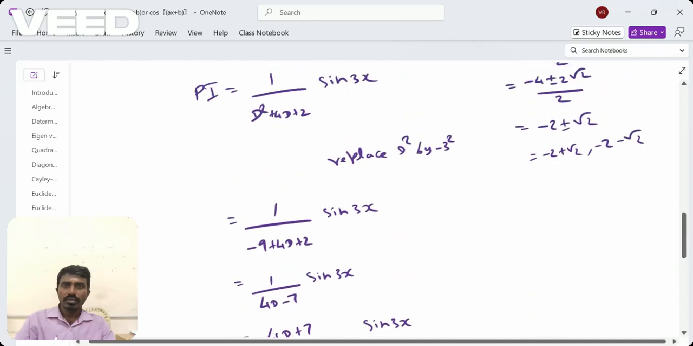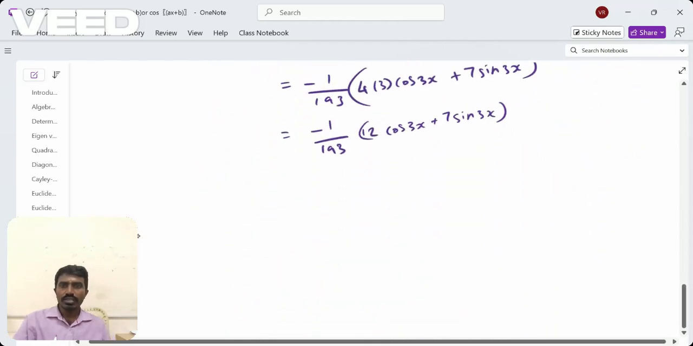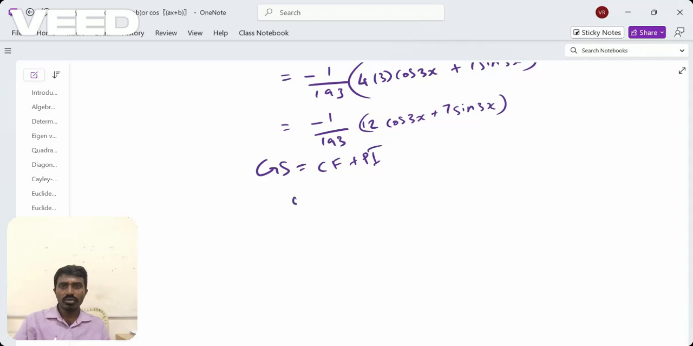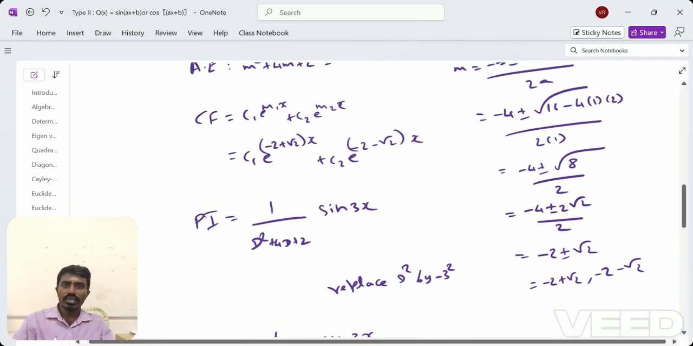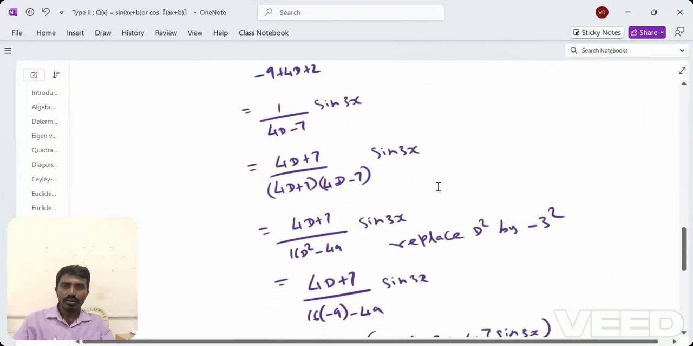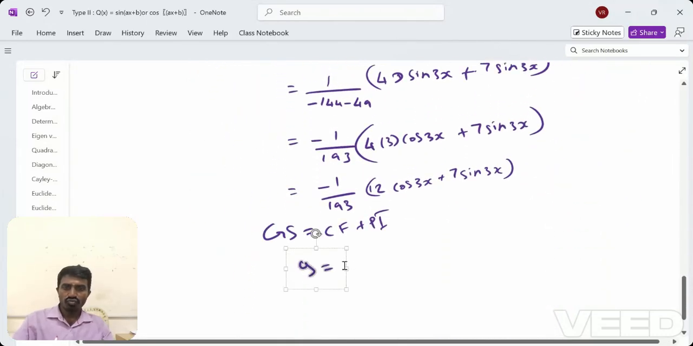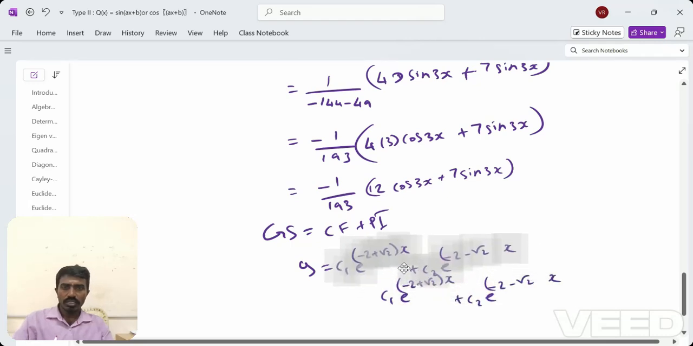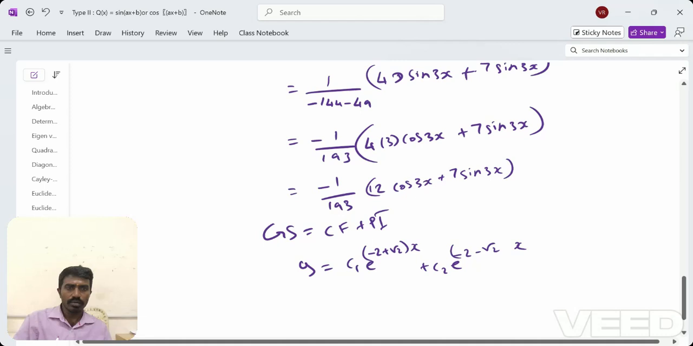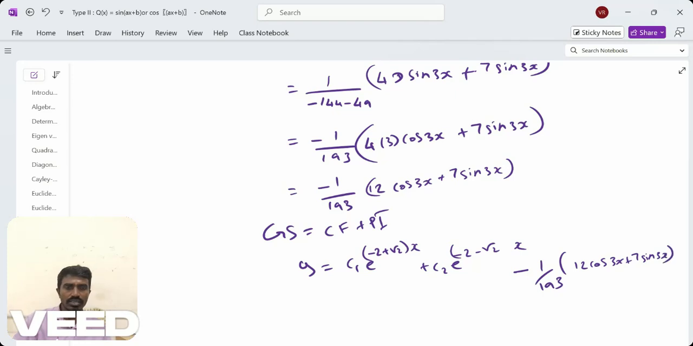Now write the general solution. The general solution is the complementary function plus particular integral. That is, y equals, what is your CF? Write the CF. So this is your CF, and then plus PI. PI is minus 1 by 193 into 12 cos 3x plus 7 sine 3x. So this is the required solution.